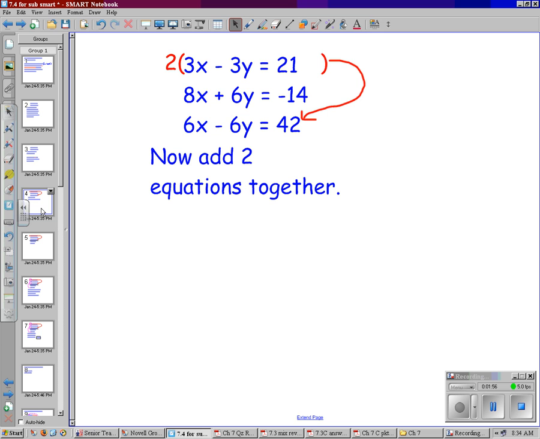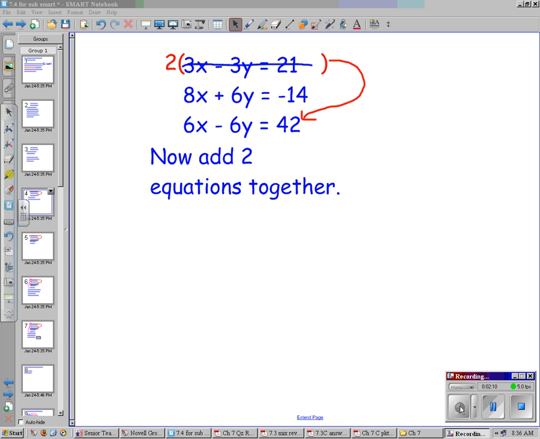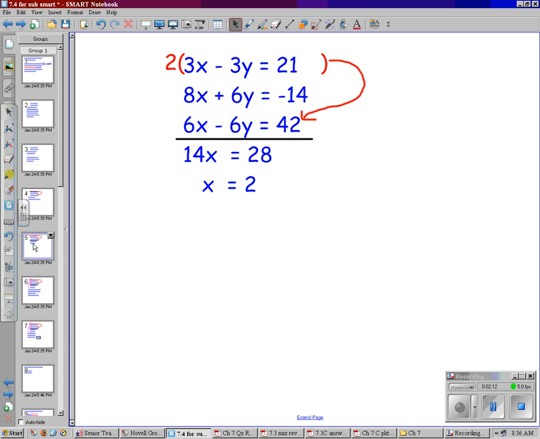Now go ahead and add the two equations together. Because you will no longer be looking at that top equation. You'll just be looking at the bottom two equations. Add them together and do what we did the other day. As we were looking at this, you should have 14x equals 28, thus x equals 2.